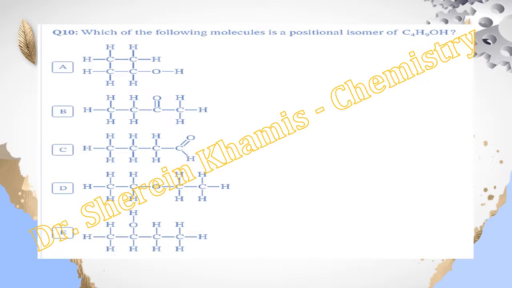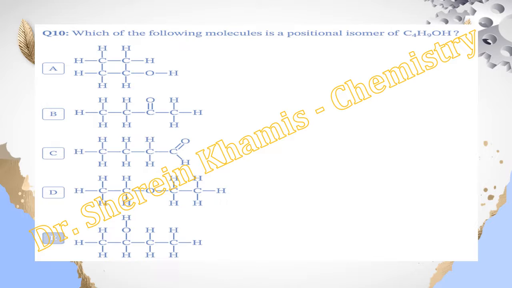Here we have C-O-C, an ether, not one of the positional isomers. And the last one has carbon making a long chain, with the OH group in a different position on the main chain. So we have a positional isomer here. The right answer will be letter E, as we have the positional isomer here.